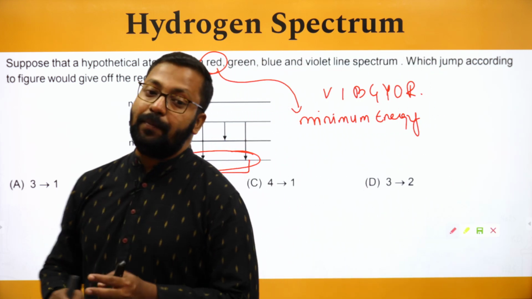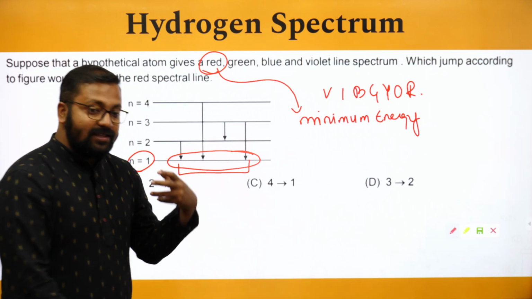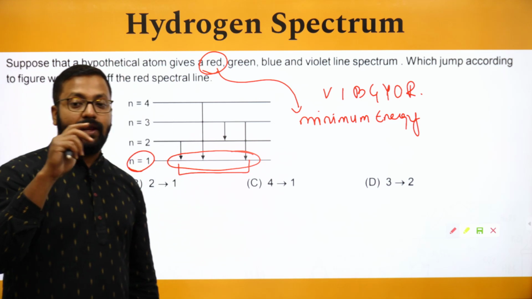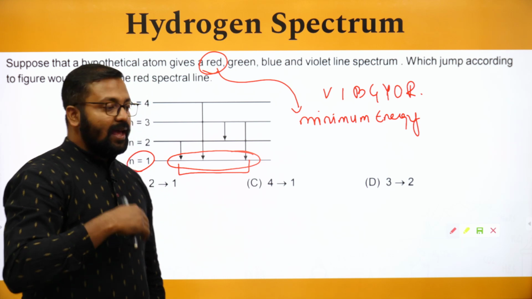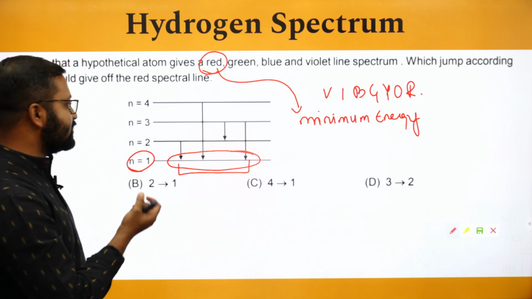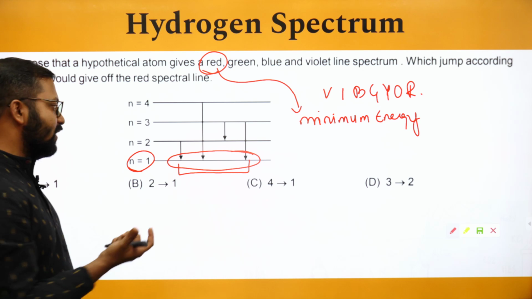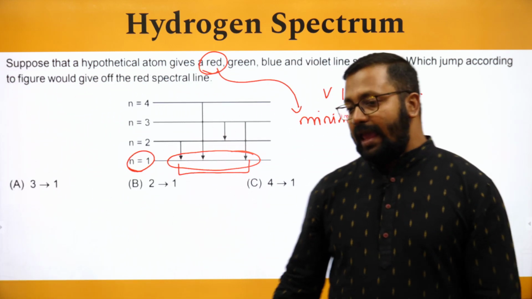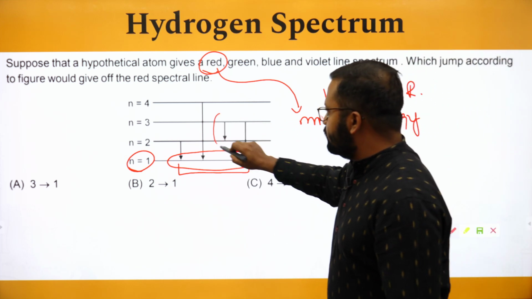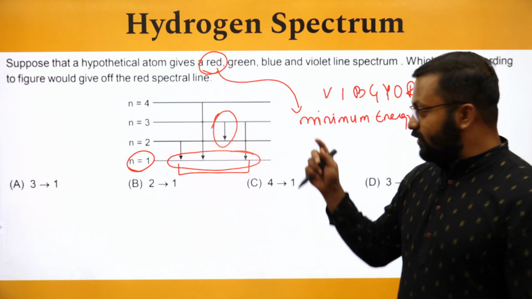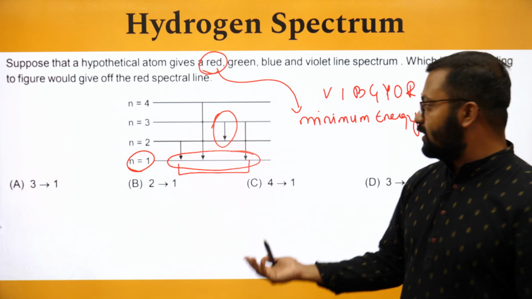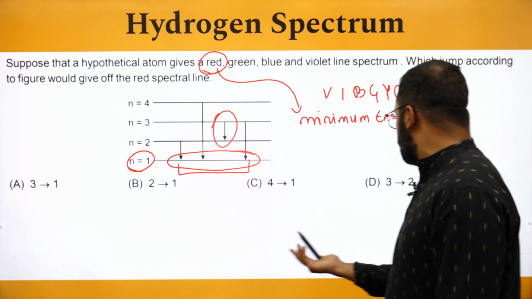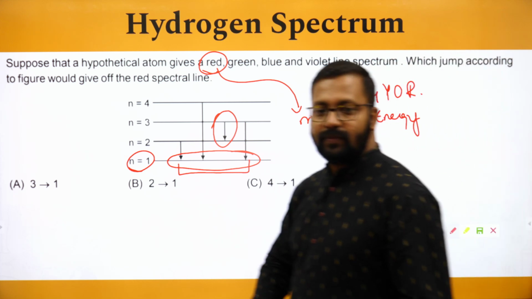So all of these lines will be present in which region? I just told you guys. All of these lines jumping to n equals 1 is Lyman series. What is the meaning of Lyman series? Lyman series is in the ultraviolet region. I see only one line which is not present in Lyman series. So the one which will be of lowest energy will be 3 to 2. So answer should be D.